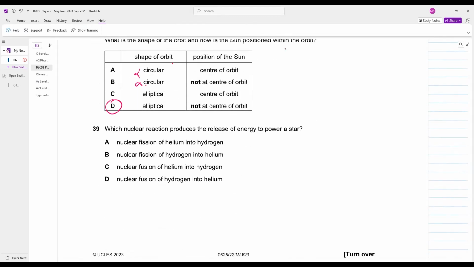Which nuclear reaction produces the release of energy to power the star? Fusion of hydrogen into helium. D is your answer to question 39. आगे बढ़ते हैं बेटा.